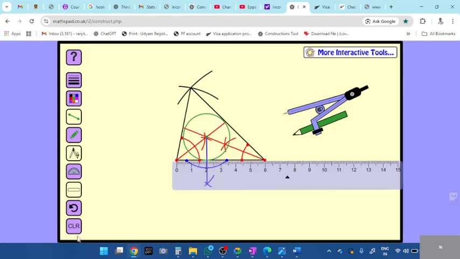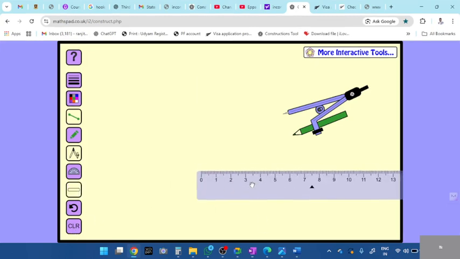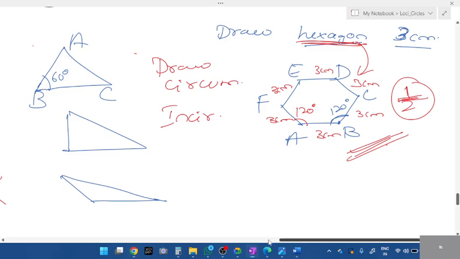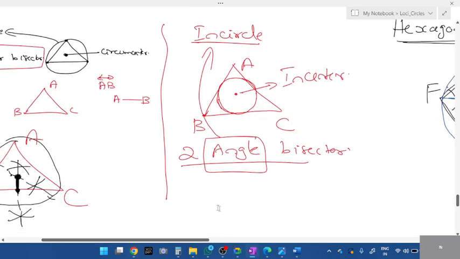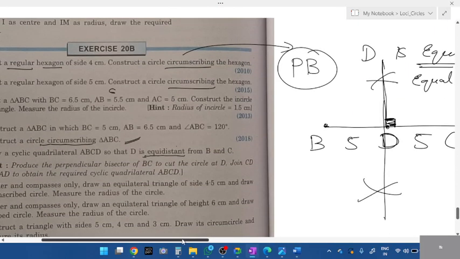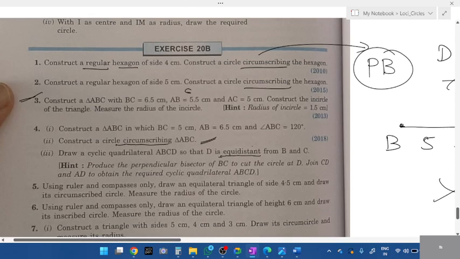Okay, we'll start the construction of 120 degrees. We'll start with the first question. What is given here? Construct a regular hexagon. Look, a hexagon question. Construct incircle. This is the incircle question, the third one. I'm just talking about board exam questions. 2010, 15, 13, 2018. ABCD, draw a circle circumscribing.